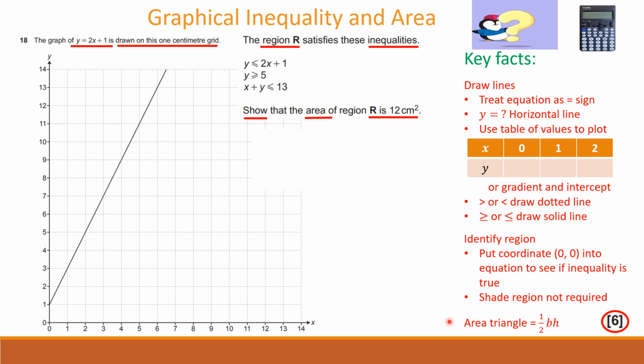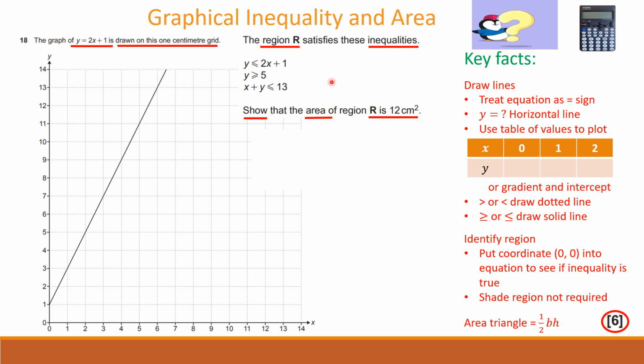Press pause, have a go at working out the answer, and then press play when you're ready to hear the answer. Well done, guys. Hopefully you've had a good think and been able to draw this out and work out what these 3 lines are doing. Identify the region R, and then show that R is 12 centimetres squared.